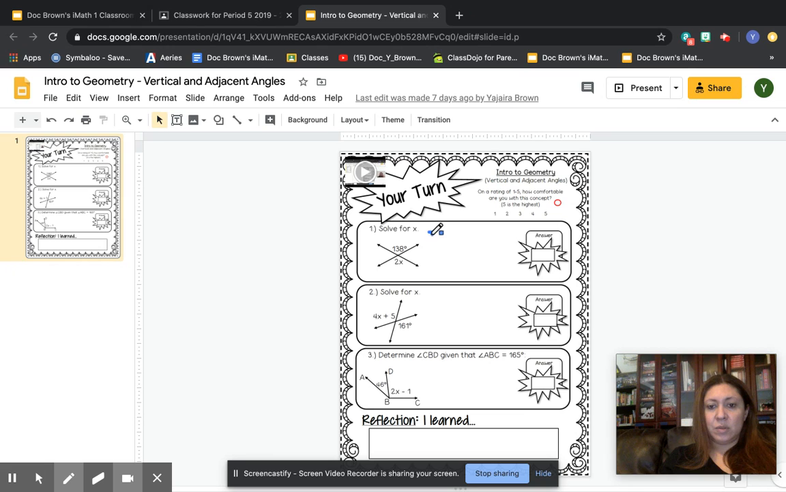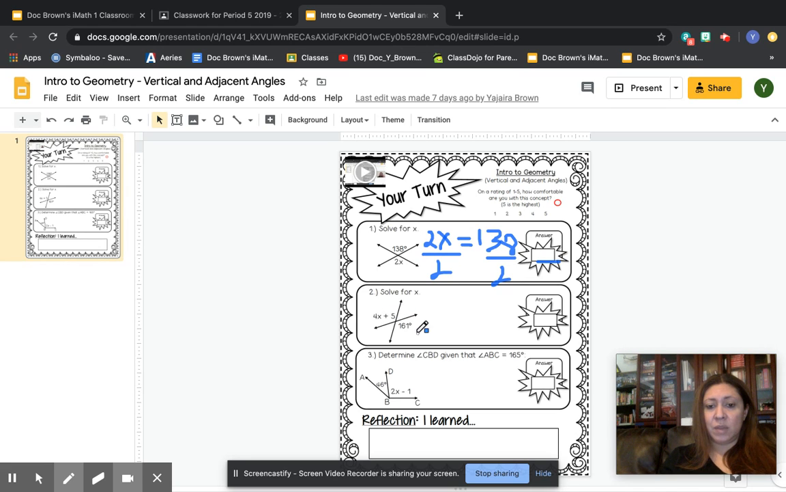All right, so I have 2x equals 138. Solve it. How do you solve that? Divide both of these by 2. That's your answer. Same thing here.